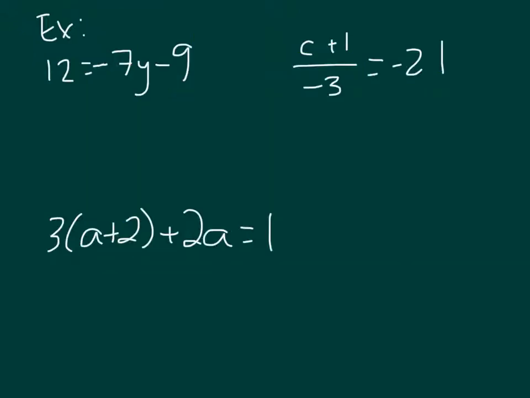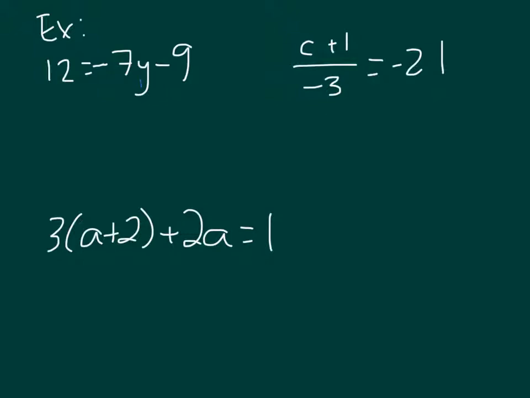Let's look at some examples. So we have 12 equals negative 7y plus 9. There are no parentheses. There are no like terms, because I have to remember I'm looking at each side of the equal sign individually. Over here there's only a 12, and over here there's a negative 7y and a 9. None of those are like terms. So I'm going to undo the addition or subtraction.